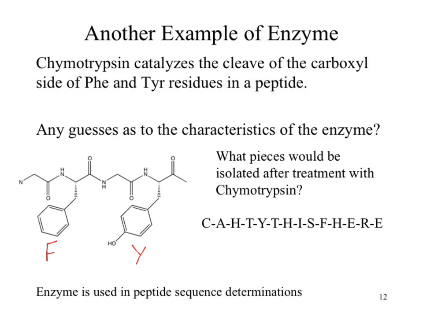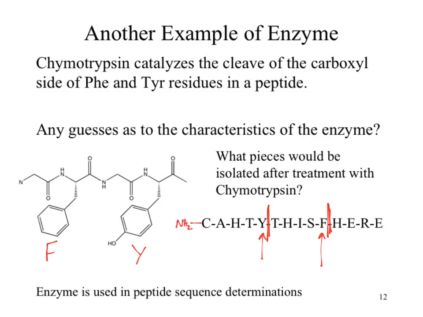So where does it end up cutting? We need to identify those Y's and F's. So we've got a Y there, and we've got an F there. Where's the carboxyl side? The right side, because remember when we talked about our amino acids, the left side is always the amino side. So when we go through to cut, we'd be cutting here, and we'd be cutting here. And you can sort of see, cut this here.